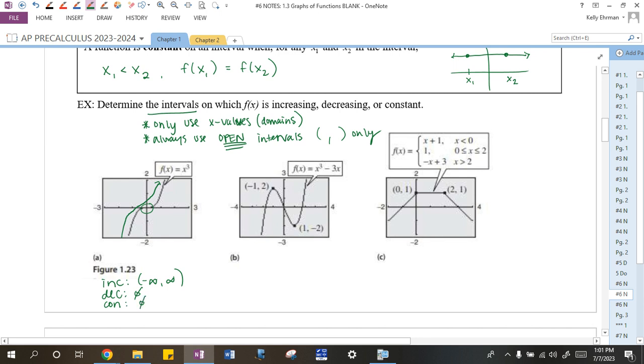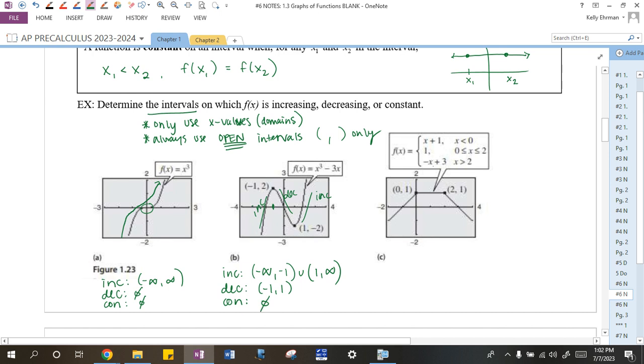This function is increasing as we follow it from the left, and then it decreases, and then it increases again. So when we list out our increasing, we're going to say, start on the left, negative infinity until, remember, use the x value, negative 1. So if I say go to that domain, you should see a function that's increasing. Also, it's increasing from the domain positive 1 to infinity. The graph is decreasing between negative 1 and 1, and there is no constant section.